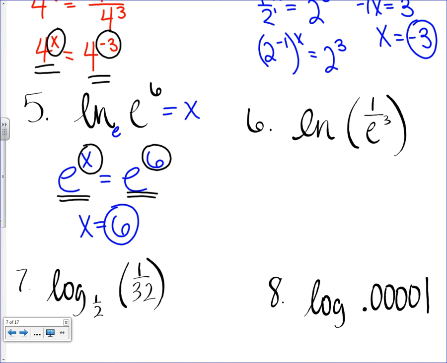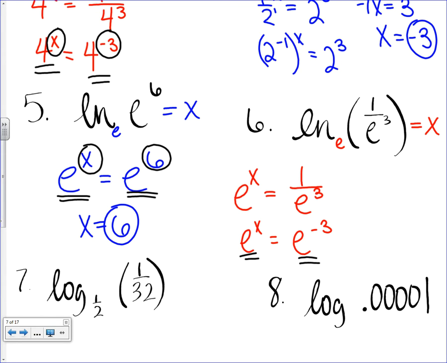All right, let's take a look at the next one. Again, I have an ln, which means my base is going to be e. So I have e to the x is equal to 1 over e to the third. Well, that's on the bottom, so I can rewrite that e to the third as e to the negative third. And now you'll see that I have same bases, which means my exponents have to be the same, and x will be -3.